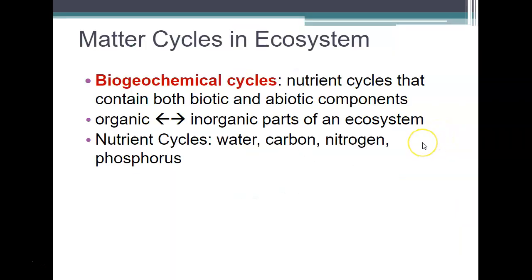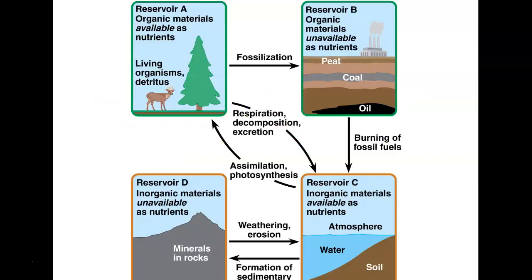Matter, however, not energy, cycles in an ecosystem. So there are nutrients that do kind of cycle around. And you just have to be aware of some of the nutrient cycles like water, carbon, nitrogen, and phosphorus. And here's just kind of an example of where some of those things go in different parts of an ecosystem or an environment.